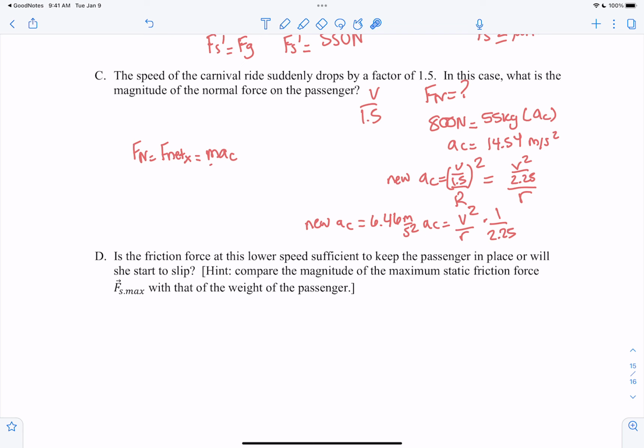With that new centripetal acceleration, we can multiply it by our mass to find our new normal force. So Fn is equal to the 55 kilograms that we figured out earlier times this new centripetal acceleration, which is 6.46, and that should give us a normal force of like 355.4, I think.